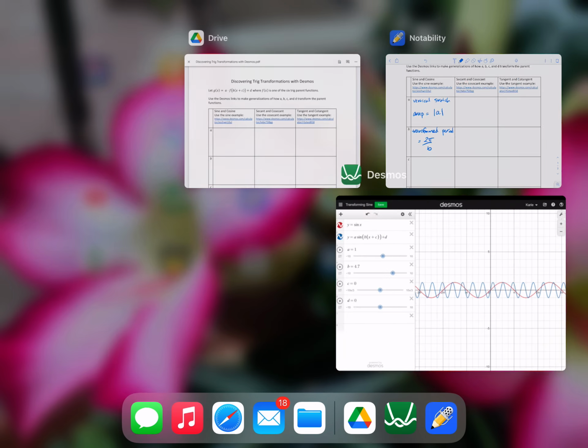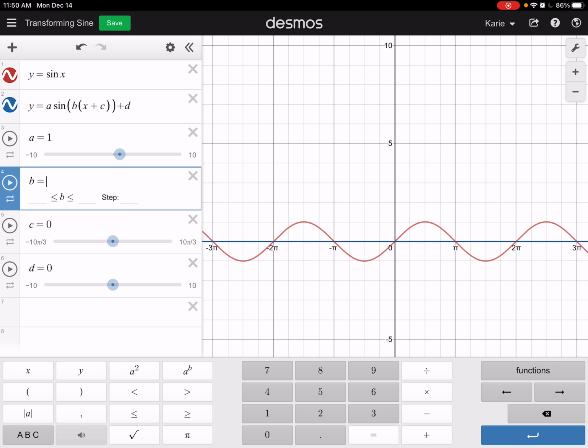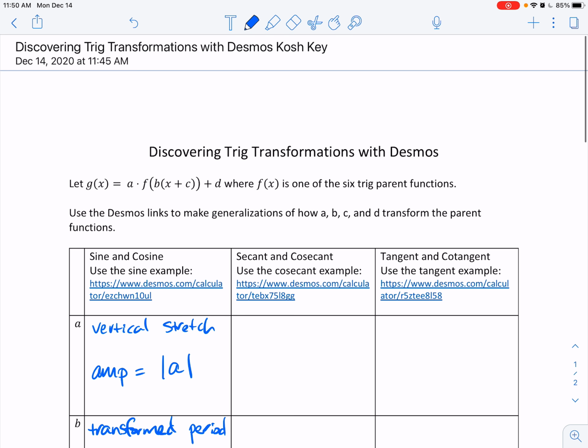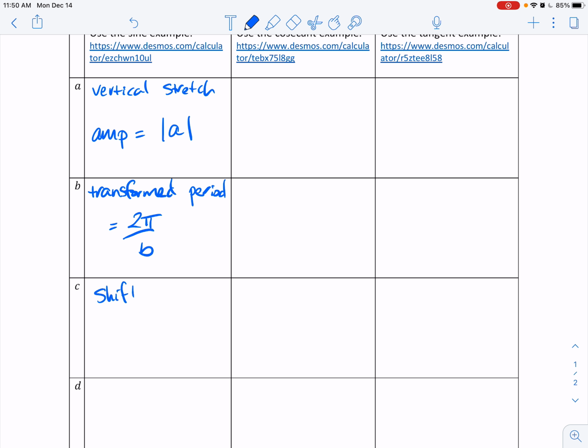Coming back, we want B to be equal to 1, I can't seem to line it up just right, so you have to watch me type in 1. Now let's see what happens with C. Notice with C, the amplitude didn't change, the period didn't change, but everything is shifting left and right. And when you think about what you know about equations, the C is going to shift you left to right, just like it would in other situations.